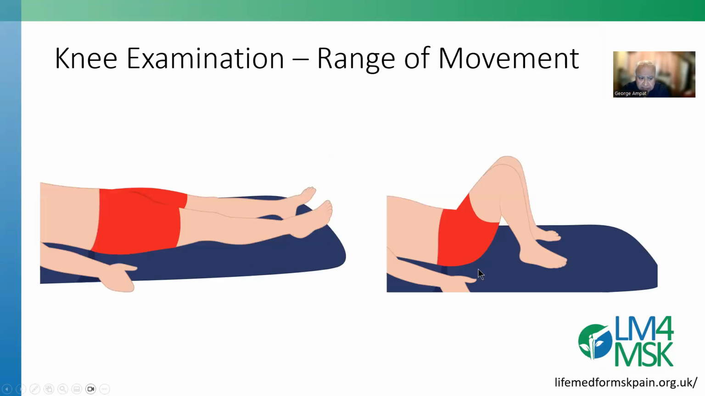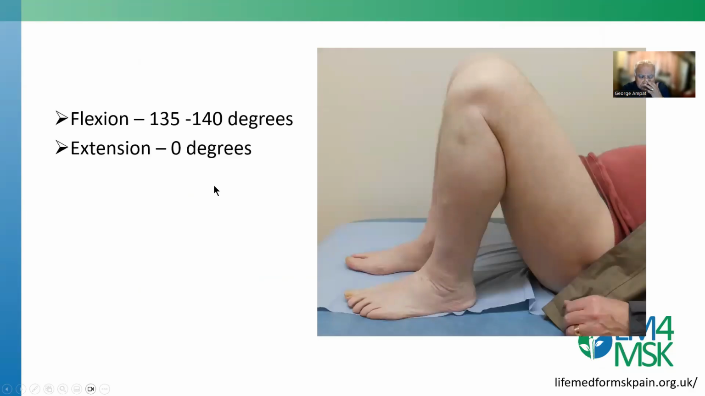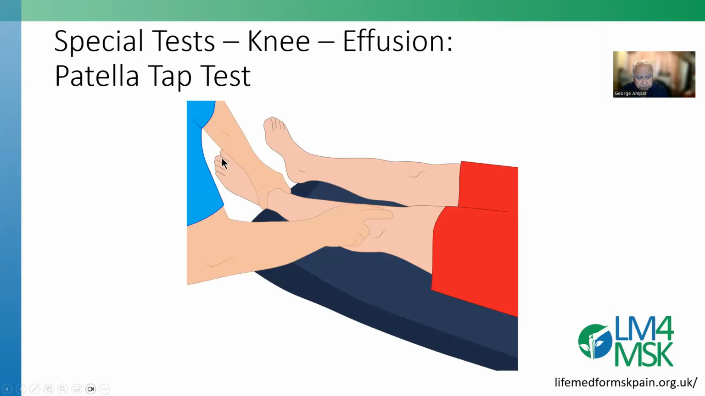Then you want to see the range of motion, how much can be bent, how much can be straightened here. So this is in full extension, this is full flexion, and we should be able to get about 130 to 140 degrees of flexion, and extension should be 0 degrees. You don't want to go into recurvatum, but from 0 to 135 to 140.